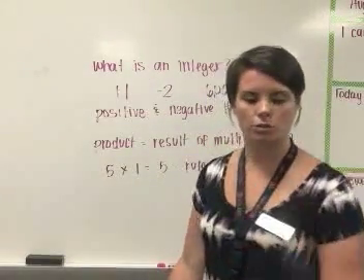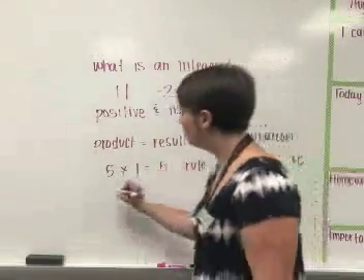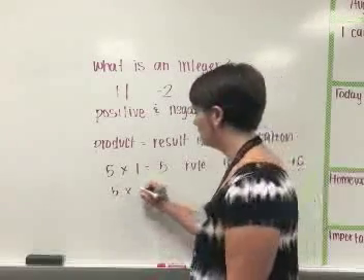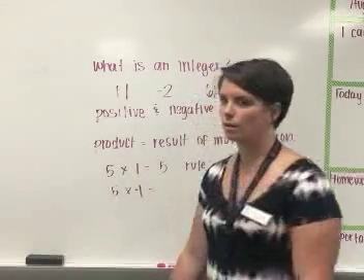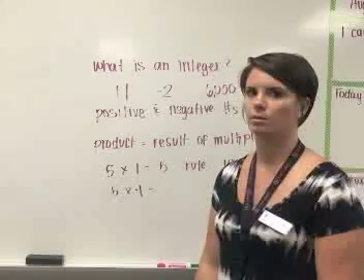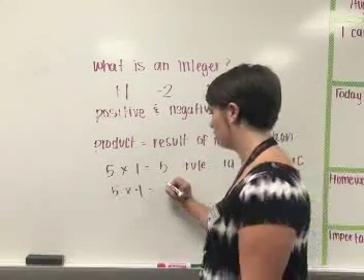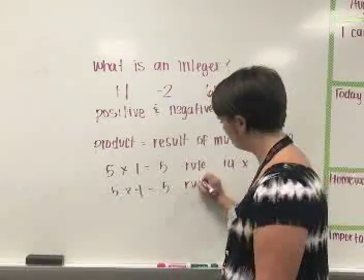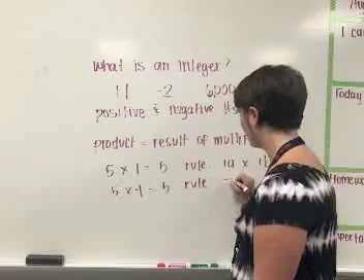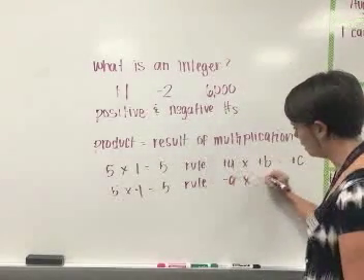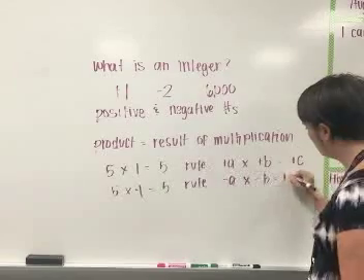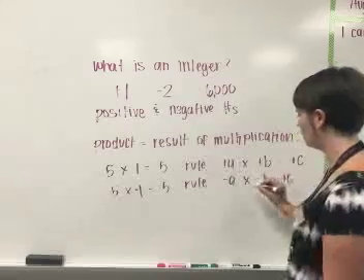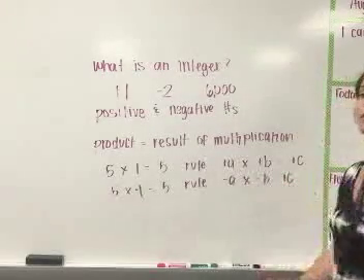Now, what about if I have two negative numbers? So if I have a negative 5 and I multiply it by negative 1, do I have a negative number as my result, or do I have a positive number as my result? I have a positive number. My negatives cancel each other out. So the rule is negative number times a negative number equals a positive number. Okay? So negative number 1 times negative number 2 is a positive product.